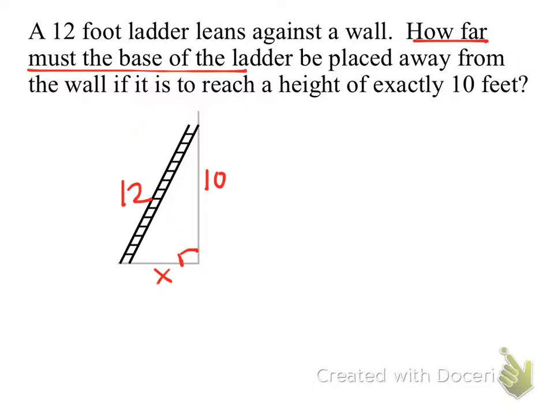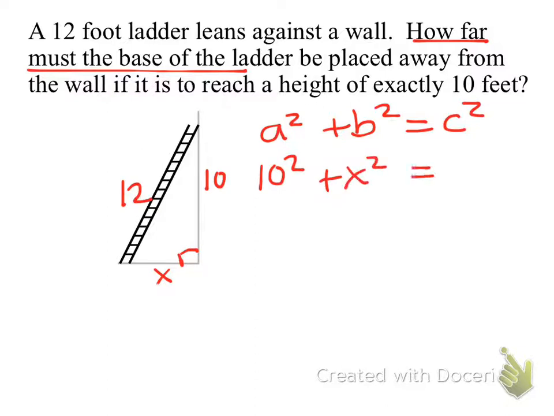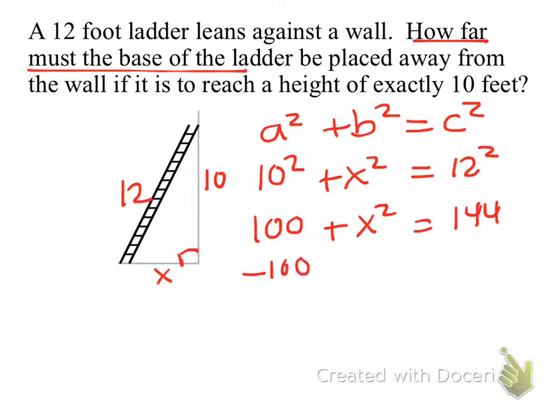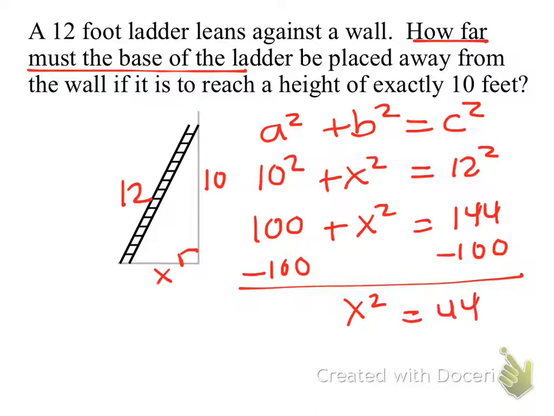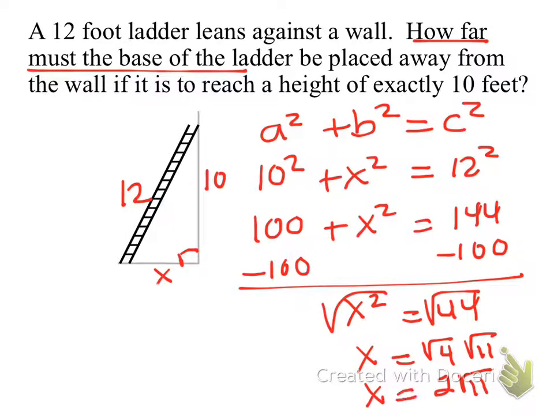So then we do our Pythagorean theorem. A squared plus b squared equals c squared. 10 squared plus x squared equals 12 squared. And subtract 100. X squared is equal to 44. Take the root of both sides. And x is equal to, we know that that's radical 4 times radical 11. So we could say 2 radical 11. That's the exact amount.